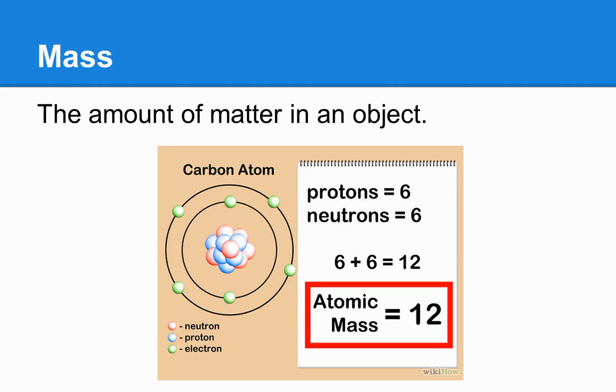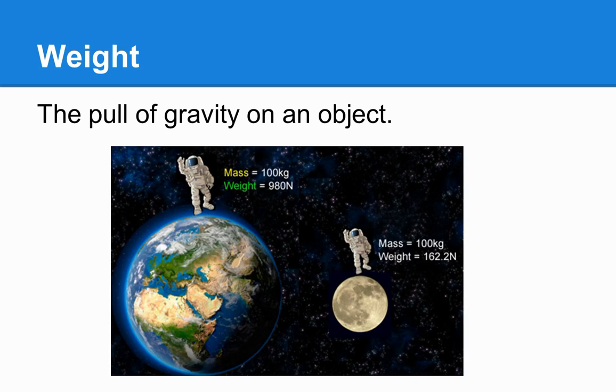Do not get mass confused with weight, which is the pull of gravity on an object. This is often used to measure mass, but weight changes depending on how much gravity is pulling on an object. For example, an object with the same mass weighs less on the moon than on the Earth because there is less gravity. You see here that the spaceman standing on the Earth and the spaceman standing on the moon have the same mass, 100 kilograms, but the weight is dramatically different. The weight on Earth is measured here in newtons. It's 980 newtons, and on the moon he's only 162 newtons.